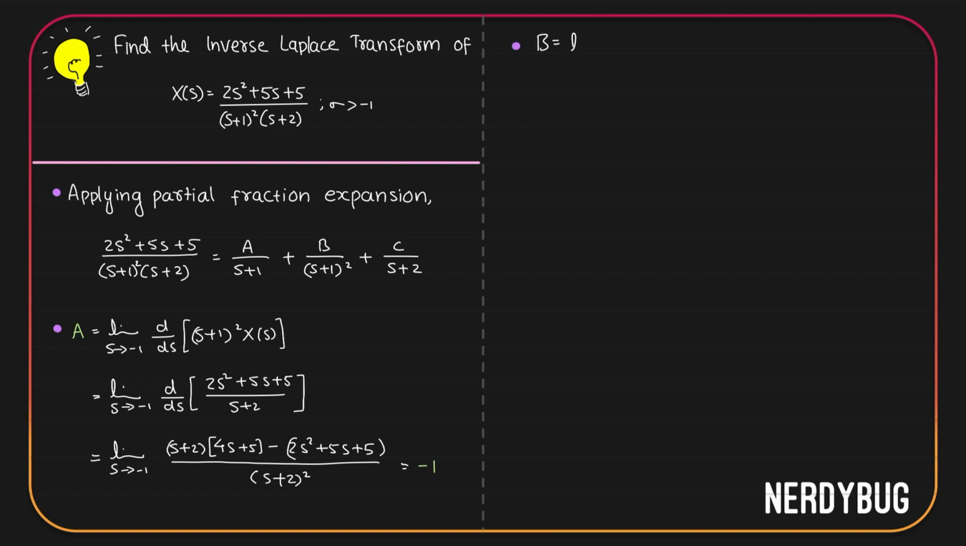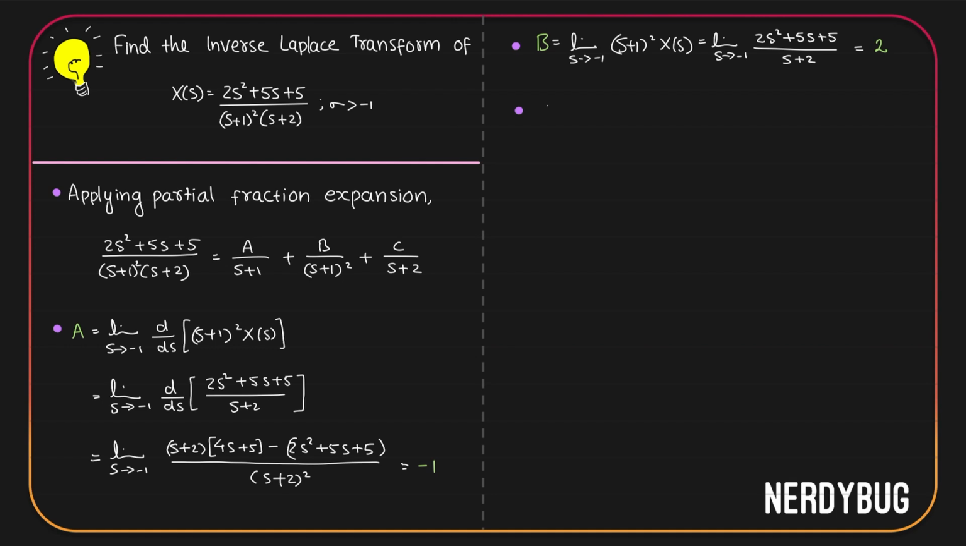Now B will be the limit as s tends to the pole corresponding to B, which is again -1. So s tends to -1 of (s + 1)² multiplied by X(s). That is the limit as s tends to -1 of (2s² + 5s + 5)/(s + 2). If you give the value -1 to s, this will become 2. So B is equal to 2.